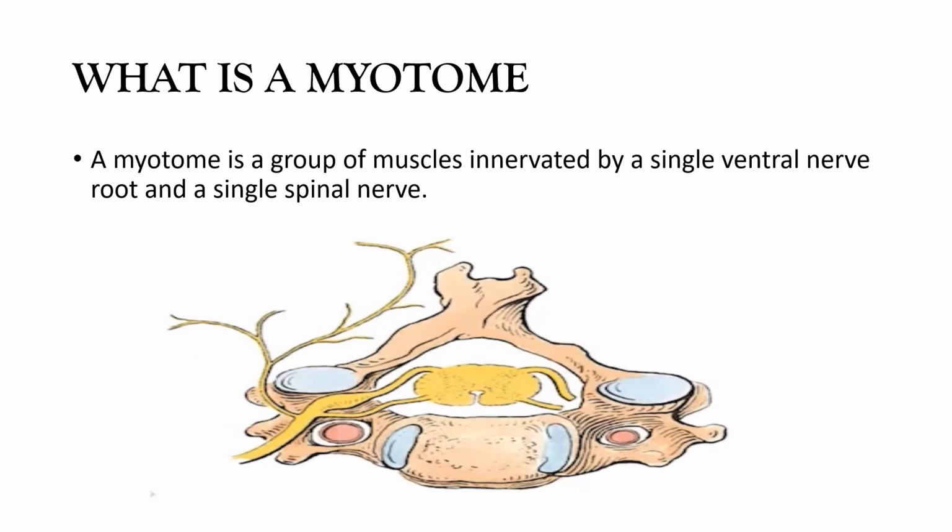Now, what is a myotome? A myotome is a group of muscles innervated by a single ventral nerve root. So the difference is that a dermatome is an area of the skin supplied by a single dorsal nerve root, but a myotome is a group of muscles innervated by a ventral nerve root.